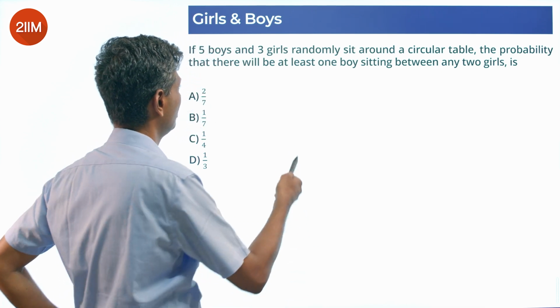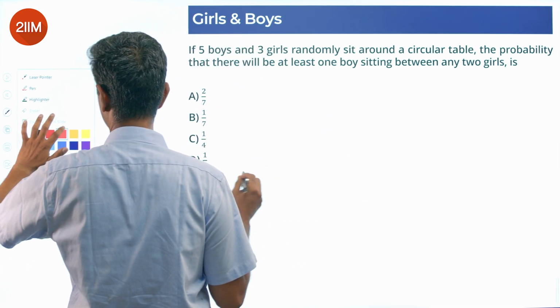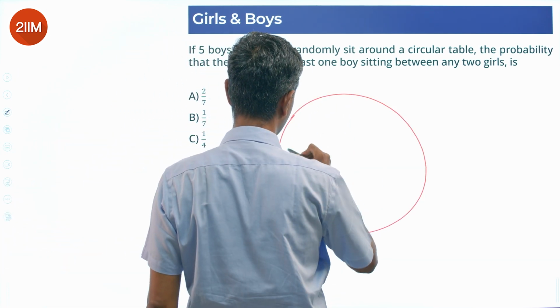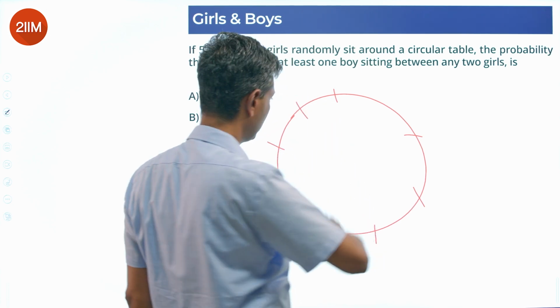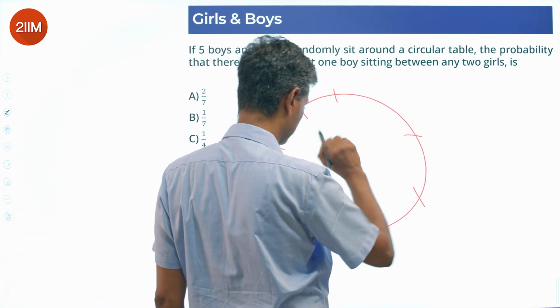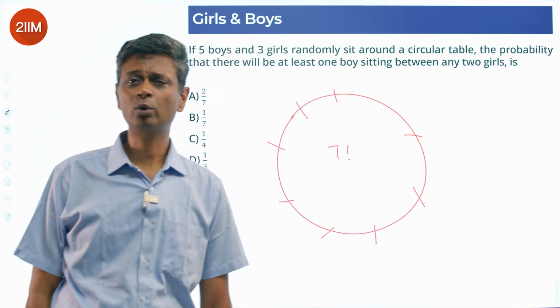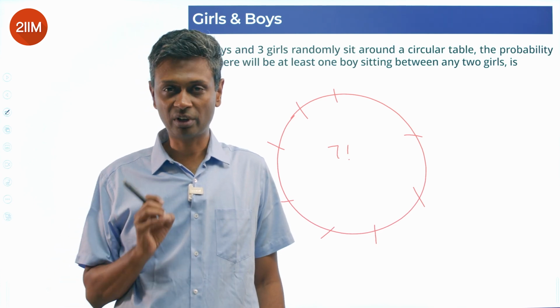First of all, 5 boys and 3 girls. That is 1, 2, 3, 4, 5, 6, 7, 8, so 8 people sitting around a circle. In how many ways can this be done? 7 factorial ways. In a circular arrangement of n people around the circle, it is n minus 1 factorial. Our denominator is 7 factorial.